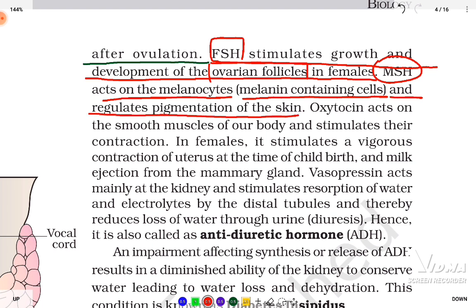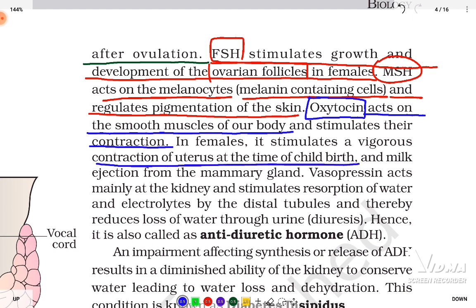Next, we are going to start off with oxytocin. Oxytocin is released by which portion of the brain? It is released by the posterior pituitary, called the neurohypophysis, by the pars nervosa. This oxytocin acts on the smooth muscles of our body. I told you it is responsible for contraction. In females, it stimulates a vigorous contraction of the uterus at the time of childbirth and the milk ejection from the mammary glands, because that requires contraction.